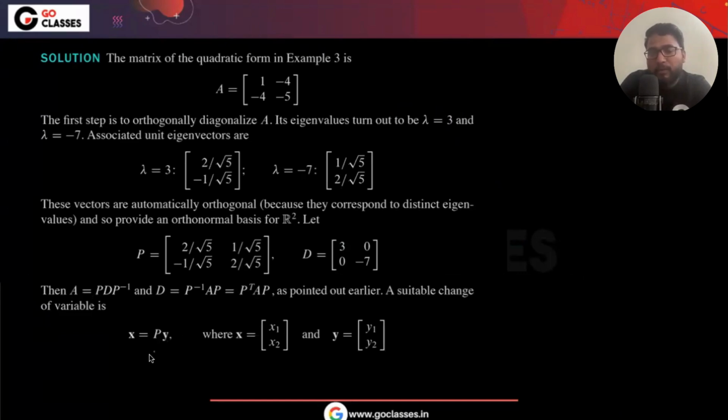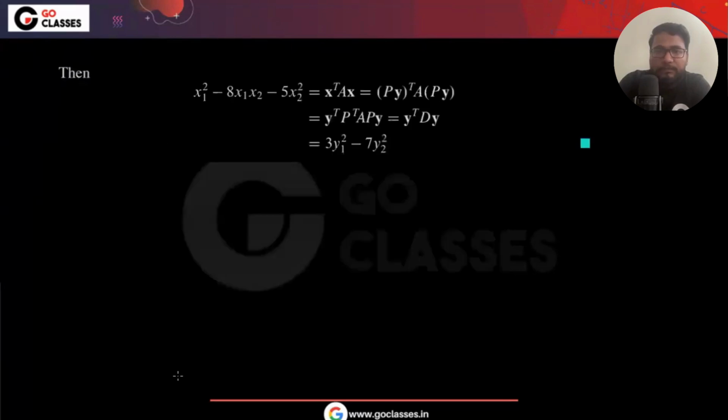And from here, what we can do, we basically want to change this x. Instead of writing x, I will be writing Py. So given this quadratic form, instead of writing x transpose Ax, I will be writing it as y transpose Dy. Instead of x, I will be writing Py, and I will be writing it as y transpose Dy.